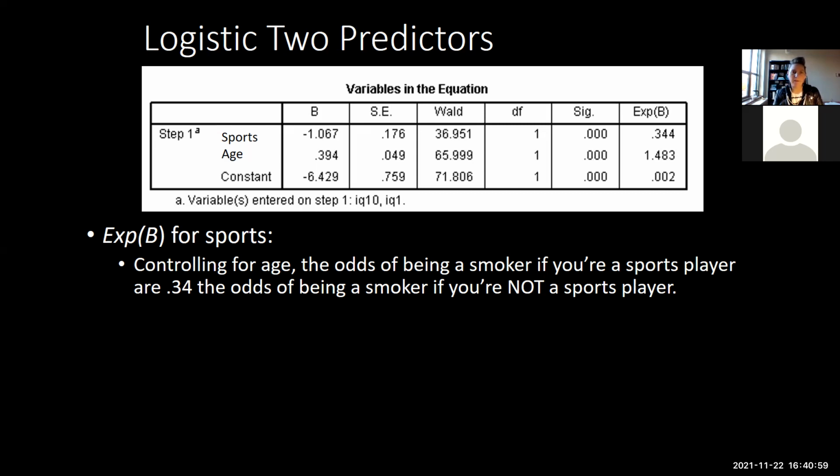I'm going to type it in the chat. So according to this model, if a person plays sports, are they more or less likely to be a smoker than if they do not play sports? We have 1 vote for less likely. Does anybody want to agree or disagree with that?